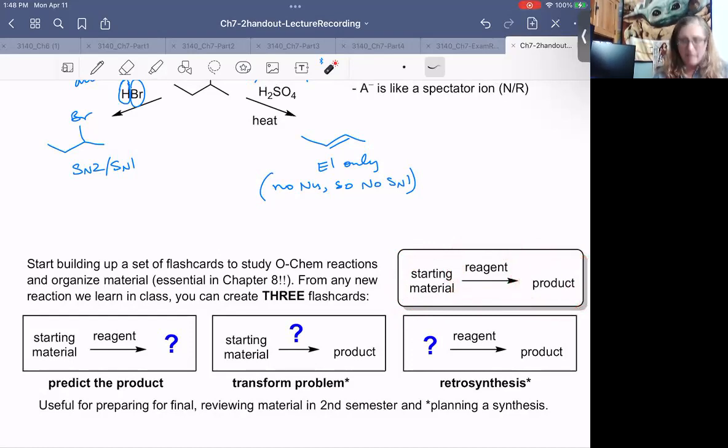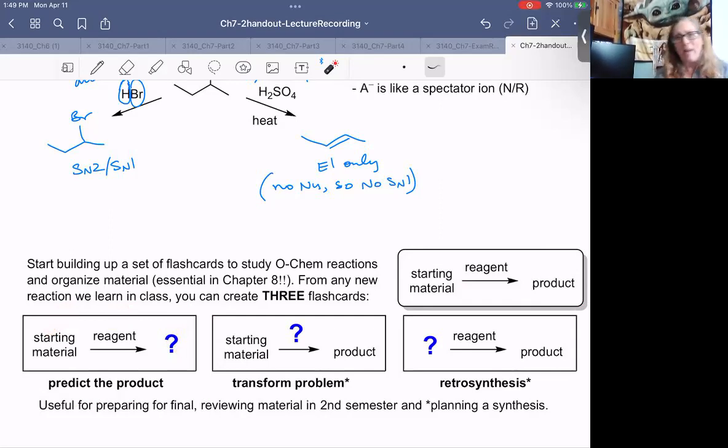So one simple flashcard you can make is the traditional predict the product type flashcard. So actually going out and getting index cards, making this, you could cut them in half if you want, so you have even more to work with. You just say, okay, with this starting material and this reagent, what would the product be? And then on the back, you have the product. So this is a really quick and easy way to test yourself on this reaction.